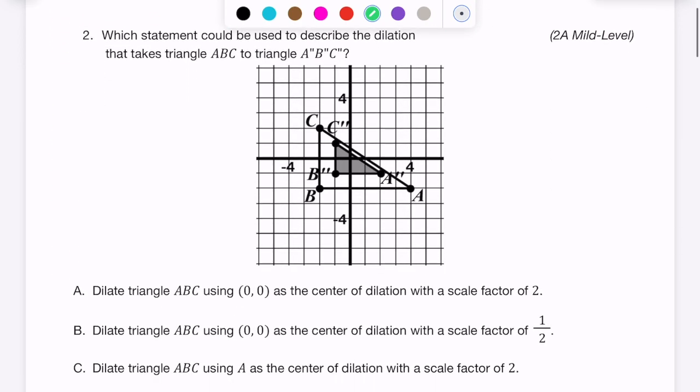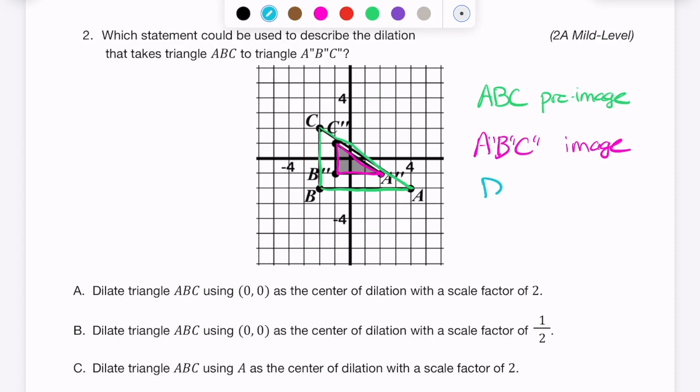All right, question 2 says, which statement could be used to describe the dilation that takes triangle ABC to triangle A double prime, B double prime, and C double prime? What's important to pay attention to here is ABC is the preimage. This is my original shape. And then my image is the smaller one with the double primes. So the dilation is going from a bigger triangle to a smaller triangle. So the dilation makes it smaller.